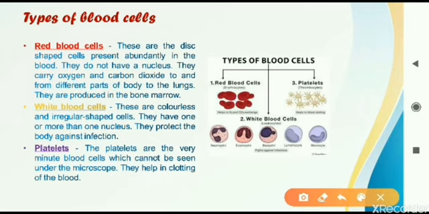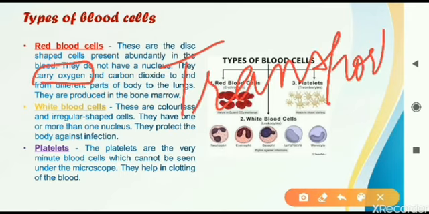Their main function is to carry oxygen. They transport oxygen from one corner of the body to another. We are breathing this oxygen gas regularly. How is this oxygen going to different parts of our body? The oxygen that we are breathing is absorbed, dissolved in the blood, and these blood cells, that is RBCs, are the ones who carry this oxygen to different cells of our body. So the main function of RBCs is transporting oxygen gas.